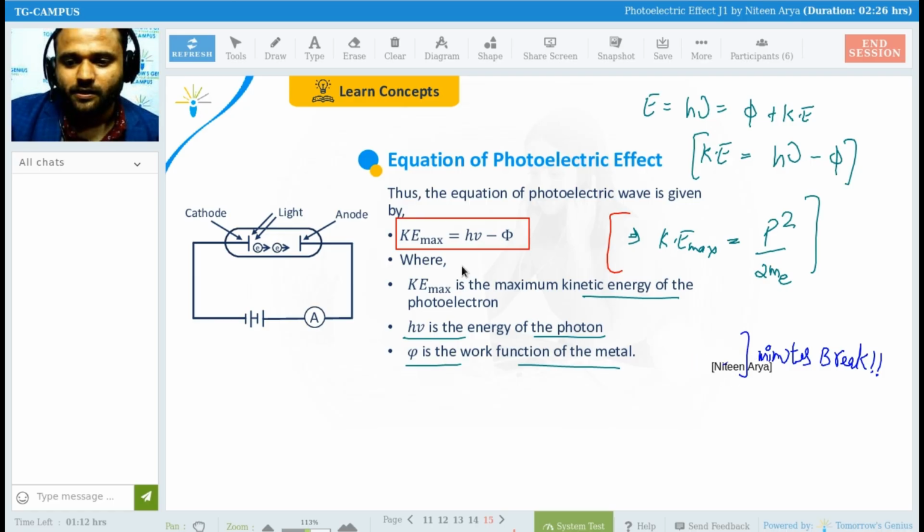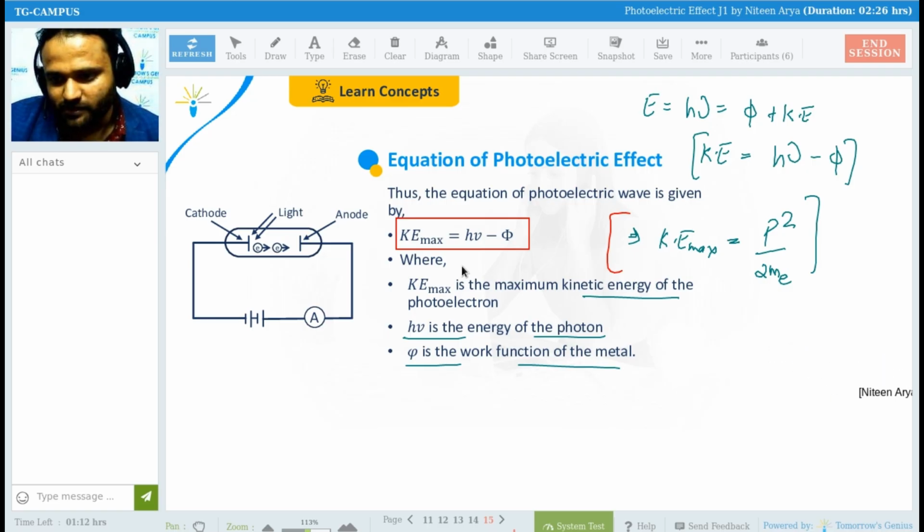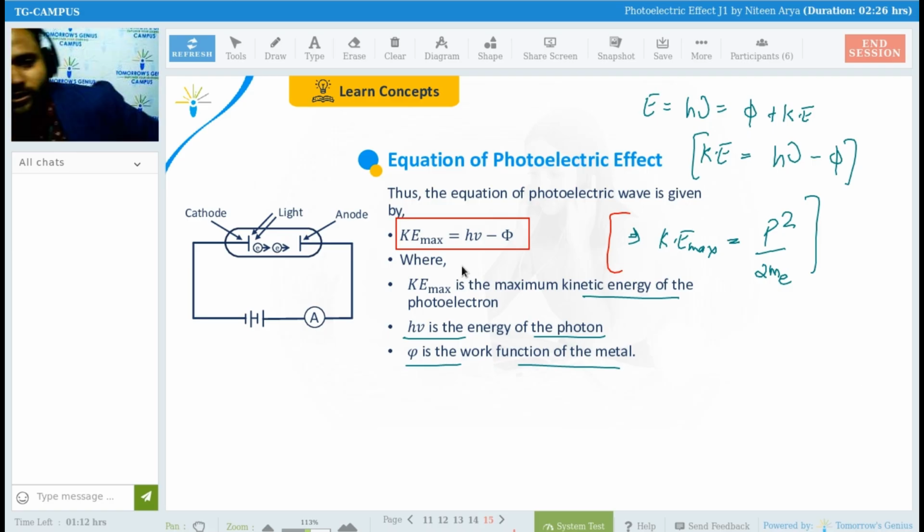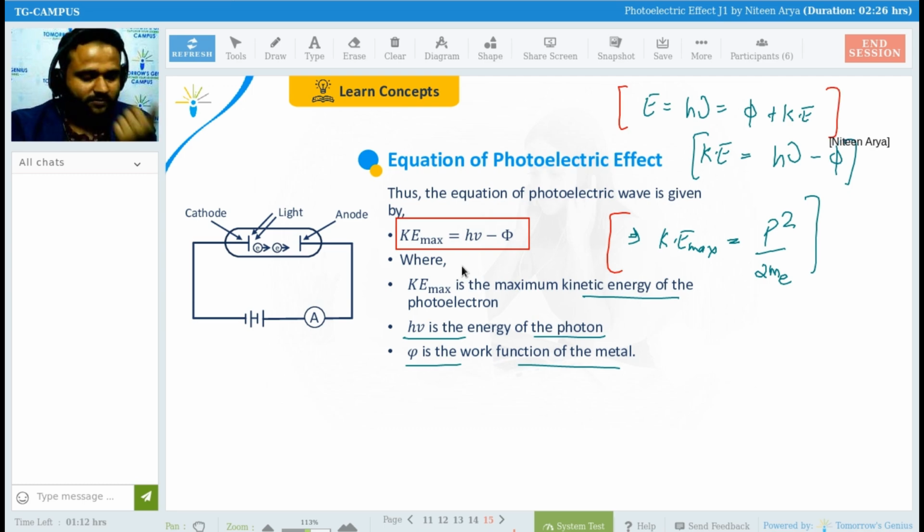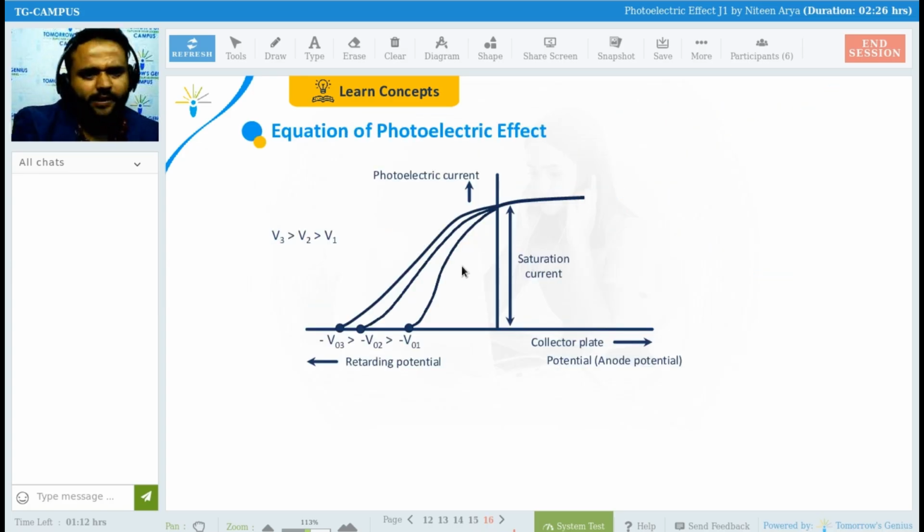And see, we have almost done the important thing. The other important things are just about the graphs and how they are going to be represented. But you need to stick to this equation, the main equation. This is your photoelectric equation, and this is your equation for the maximum kinetic energy of the photoelectron. So you need to stick to these two equations. Everything is going to depend on these two things. Clear, everyone?